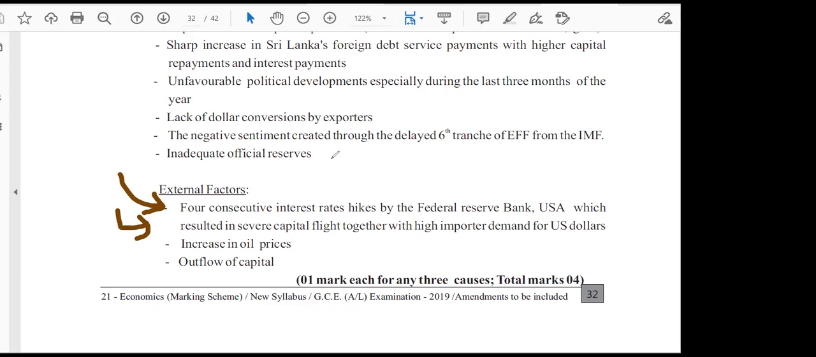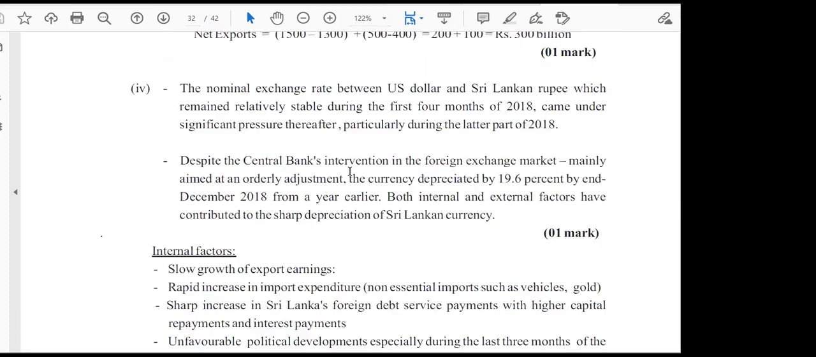Sri Lankan rupee depreciates. Even without us doing anything, our currency is getting depreciated because they have increased their interest rates. Then maybe yes, oil market prices, and then maybe outflow of capital, different things from different other countries. So you all can give in. That is a little bit of a technical question.